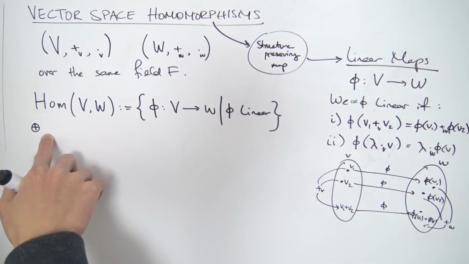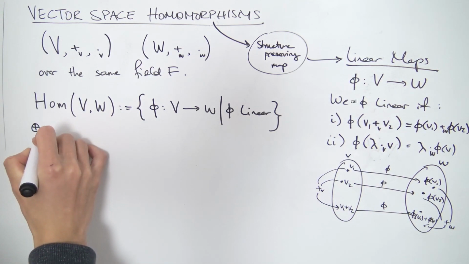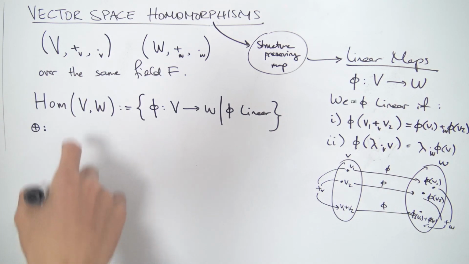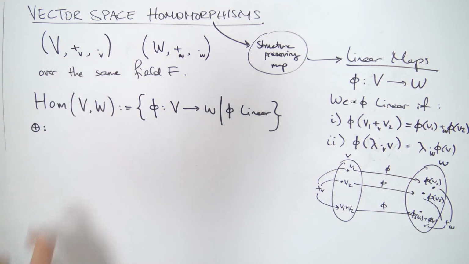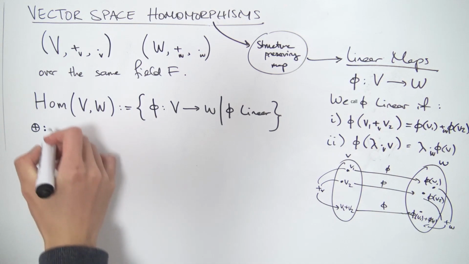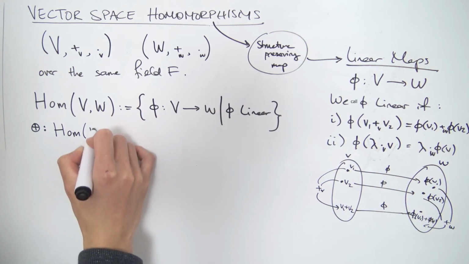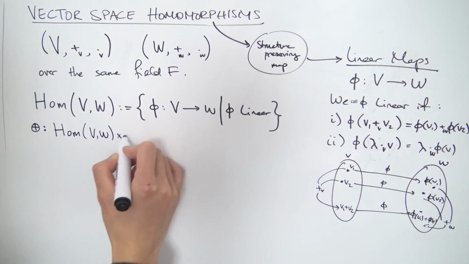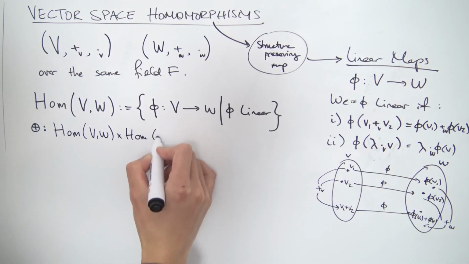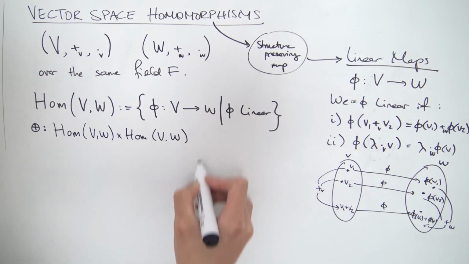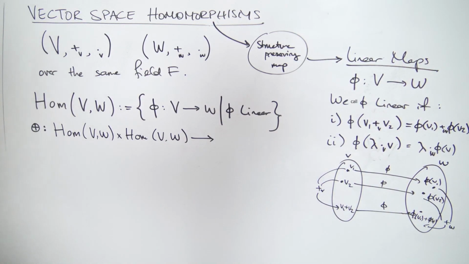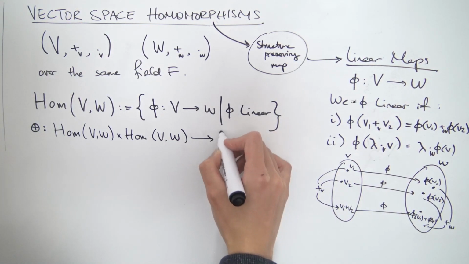So first of all, let's define this addition over here. Now this addition, I put a little circle around just to distinguish it from these two pluses over here, but this is just for notational purposes. You could just write a plus, you don't need the circle plus. So how does this circle plus work? It's going to take two elements of Hom(V, W) in this Cartesian product, so Hom(V, W) cross Hom(V, W) once again. And what is it going to do? Well, it's going to send it to nothing else than Hom(V, W).